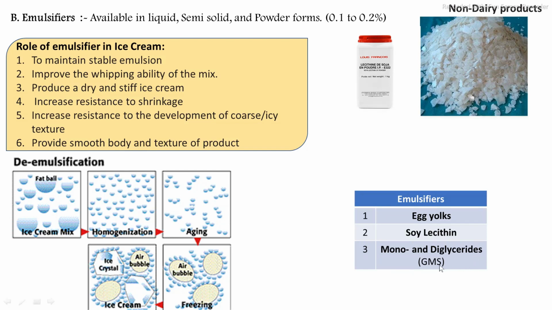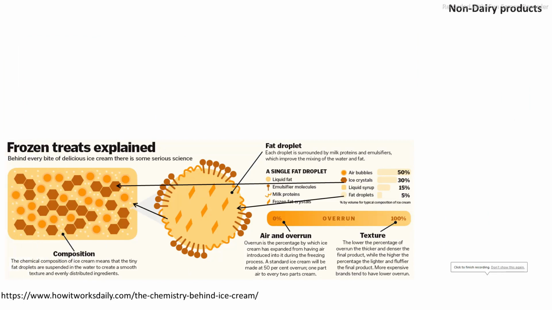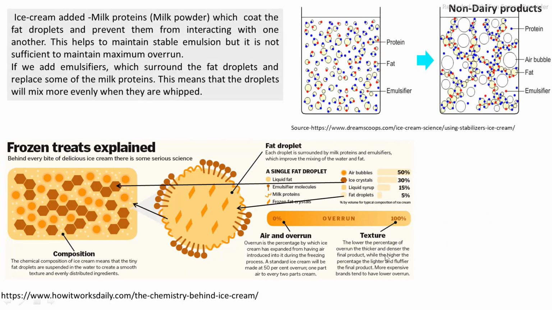So the most important emulsifying agent mostly used in the market is GMS: mono and diglycerides, glycerol monostearate. You can see in this picture how the emulsifying agent works in ice cream. Dear friends, when we select the ingredients, there is the fat, then SNF, the solids-not-fat containing protein particles, and then the remaining other ingredients.